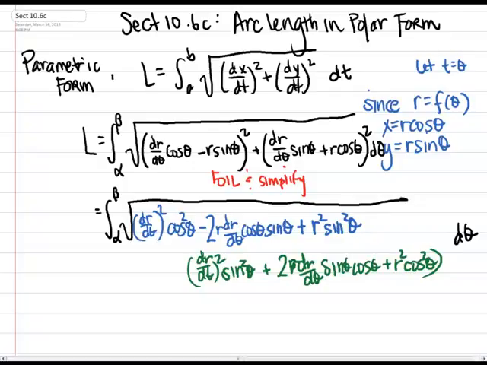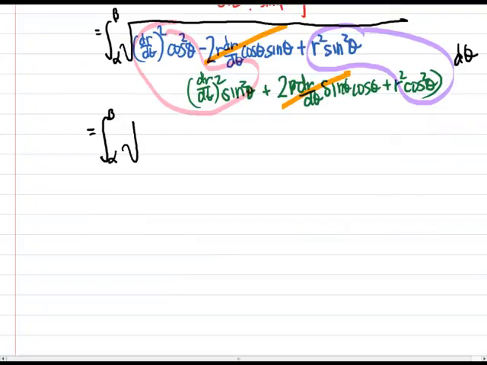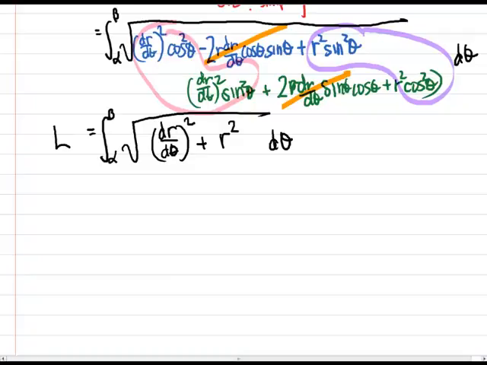Now a few things are going to happen here. You're going to notice these two will cancel, and we're going to pair up and simplify these two and pair up and simplify these two. So we're going to end up with (dr/d theta) quantity squared plus r squared d theta. This is our arc length formula in polar form.